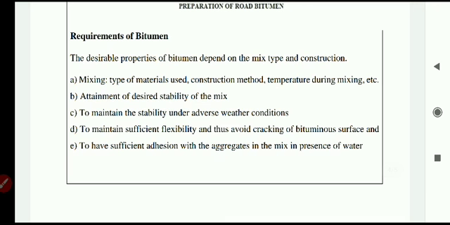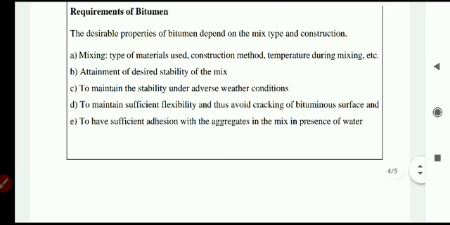But nowadays, in a new trend, we have cold mixing. Cold mixing means emulsions will be there, with normal room temperature aggregates, clean aggregates. Both the aggregates and the emulsions are added, and they form a bituminous mix. They are called cold mix asphalt.